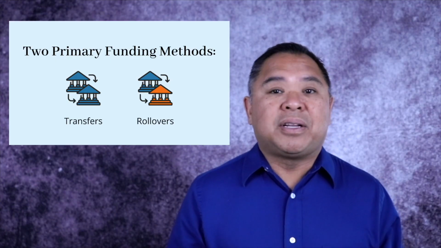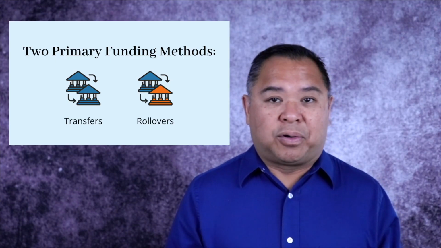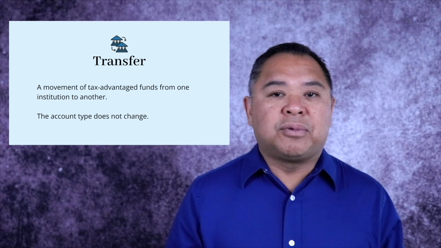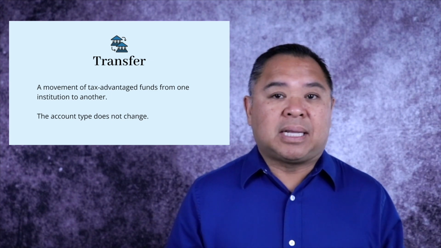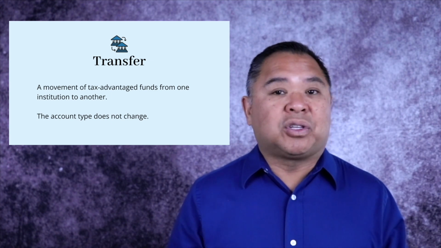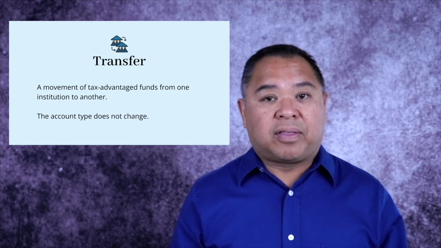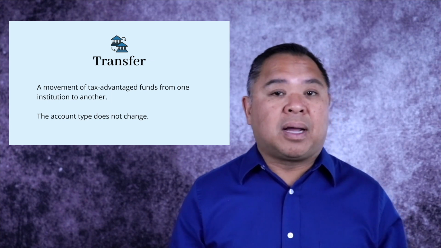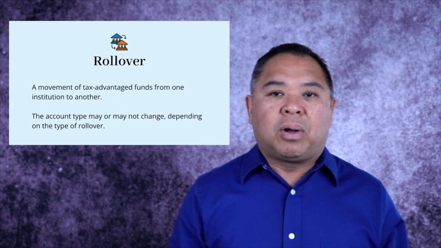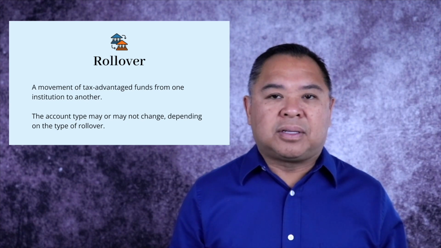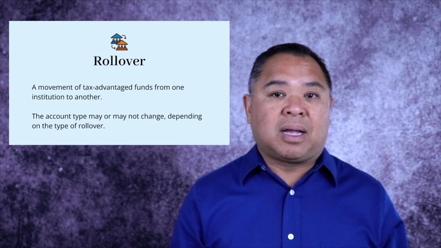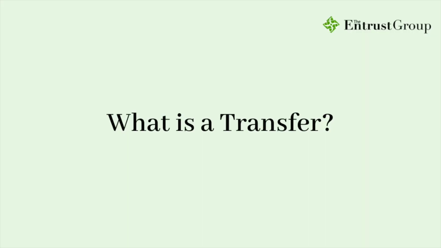First, let's clarify the main difference between a transfer and a rollover. Transfers are used to move funds directly between the same account type, which means a traditional to traditional, a Roth IRA to a Roth IRA, or a SIMPLE IRA to a SIMPLE IRA, while rollovers are used to move funds indirectly from the same type of account or another type of account.